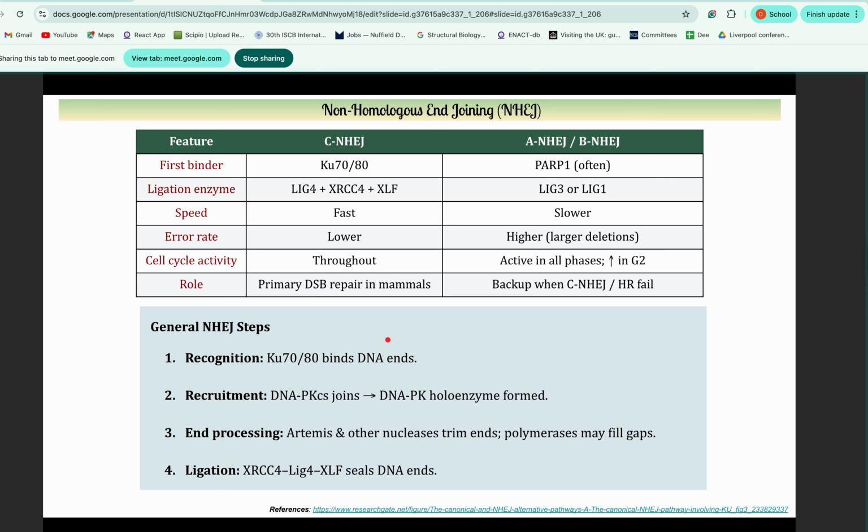And these are the same steps which we have discussed previously: Ku70/80 binds the DNA, then they call the protein kinases to phosphorylate the particular region where the double strand break has taken place. Then Artemis and other nucleases come and trim the ends. Polymerase can fill the gap, and then ligation takes place with the help of XRCC4, ligase 4 and XLF, which will seal the DNA ends.